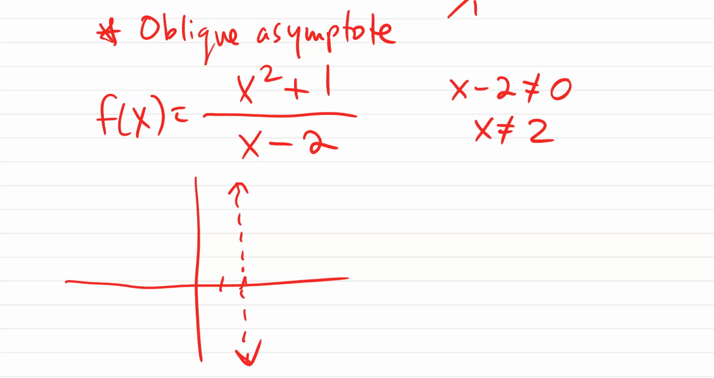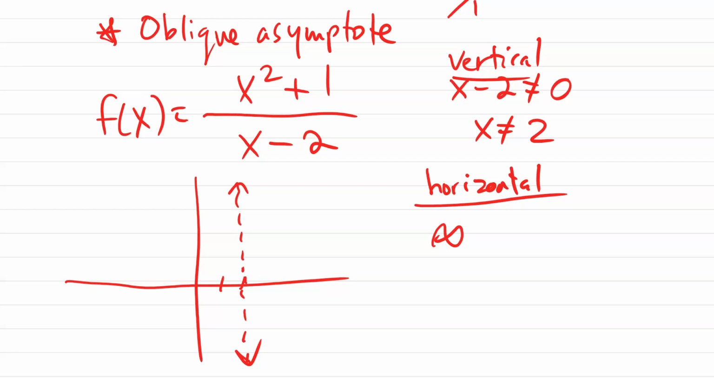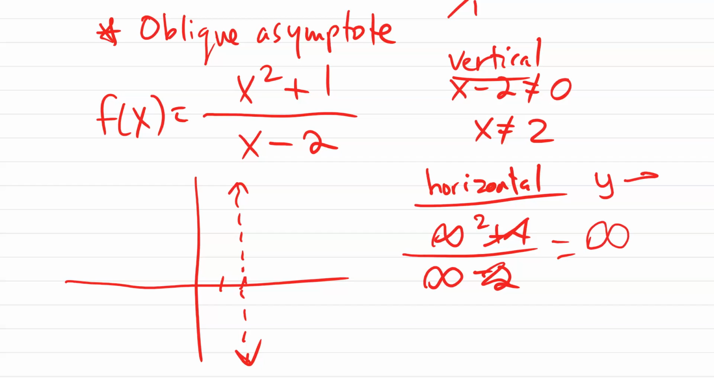So what about our horizontal? Well, this was the vertical. For the horizontal, if I put in infinity, get rid of the insignificant terms and cancel, I have 2 infinities over 1 infinity, which leaves me with infinity. Here's a problem: y approaches infinity. What does that mean? This graph is going to basically come down and then go back up forever.